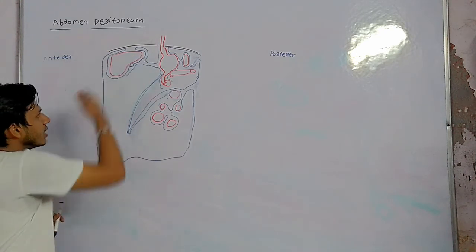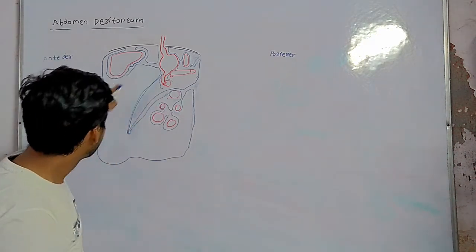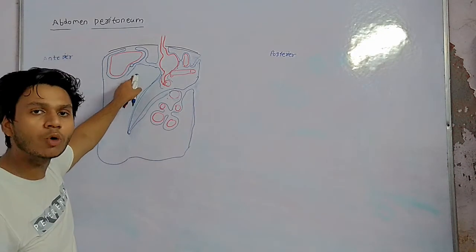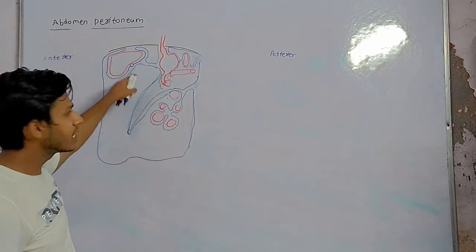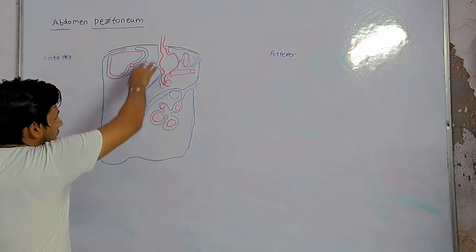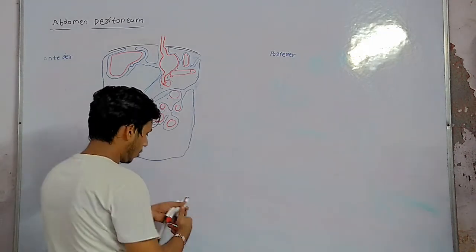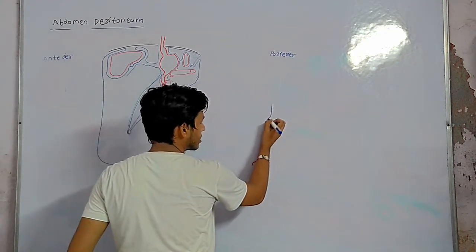Now this opening is called the opening of porta hepatis, through which vessels come in and out of the liver. This is the lesser omentum above, and then on the anterior surface of the stomach. Now we draw the stomach. Let's say this is the stomach.